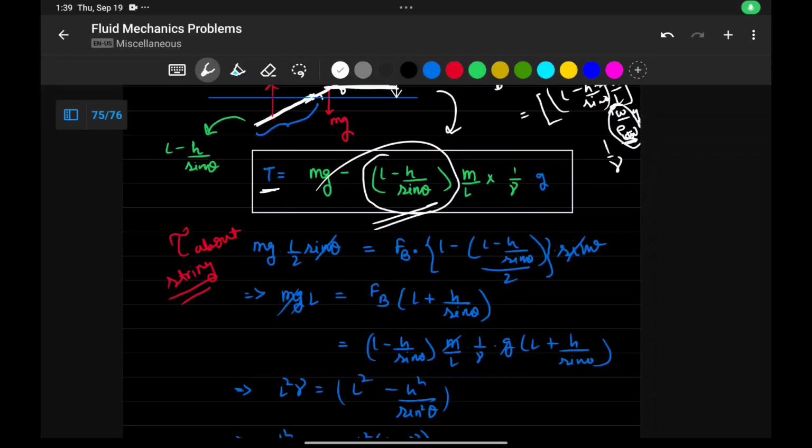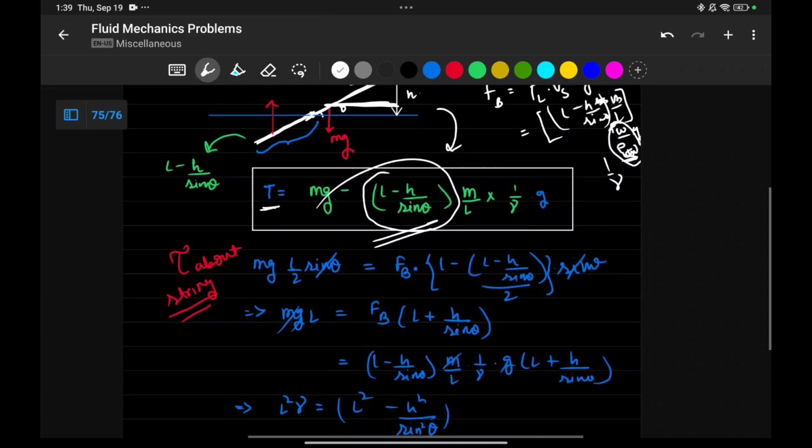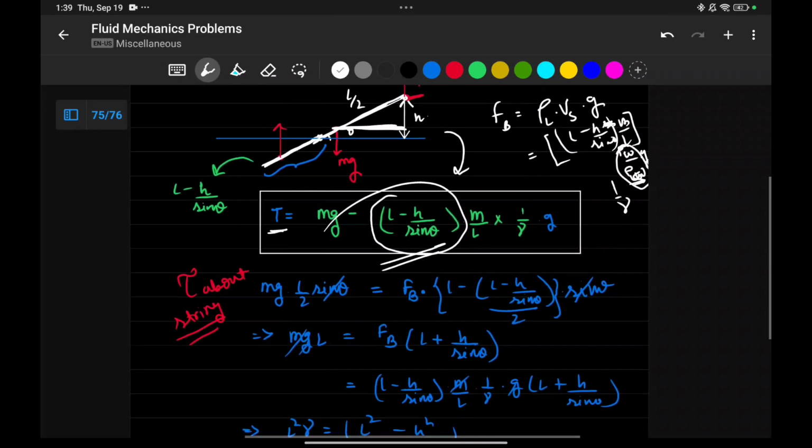Sorry for the disturbance. Let me just resume. We are about to balance the torque. Now, if we balance the torque, there is the mg working. If this is theta, mg is working at L by 2 cos theta. So mg into L by 2 cos theta.